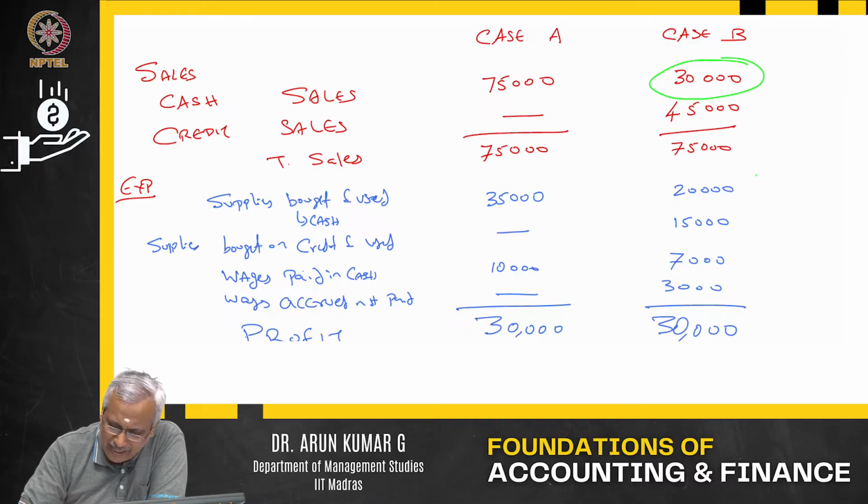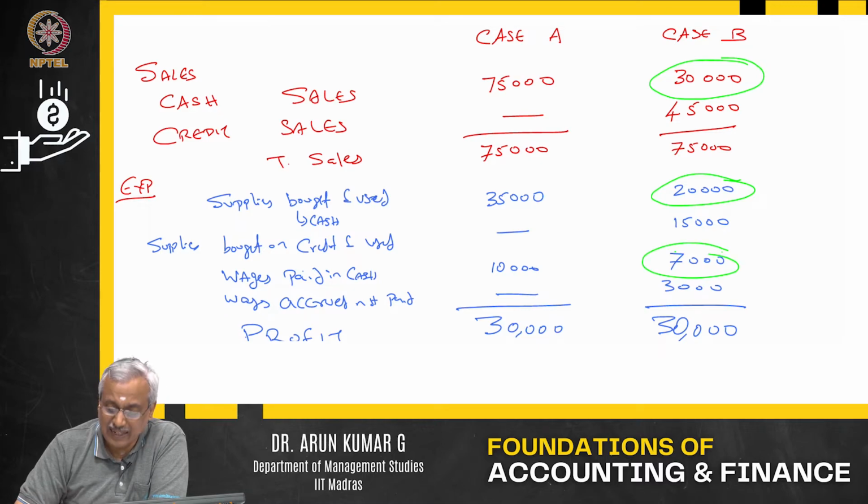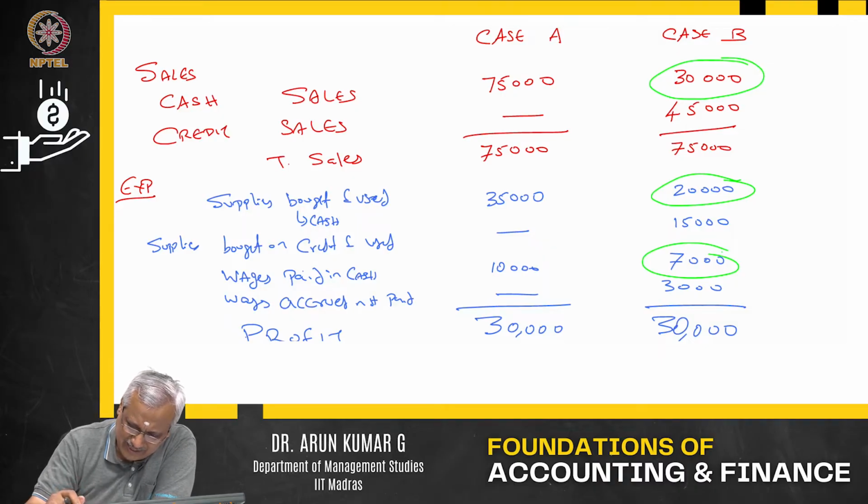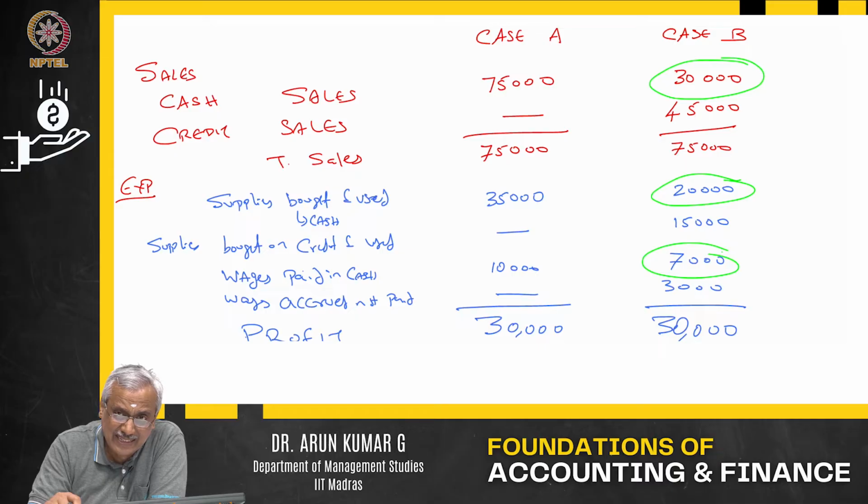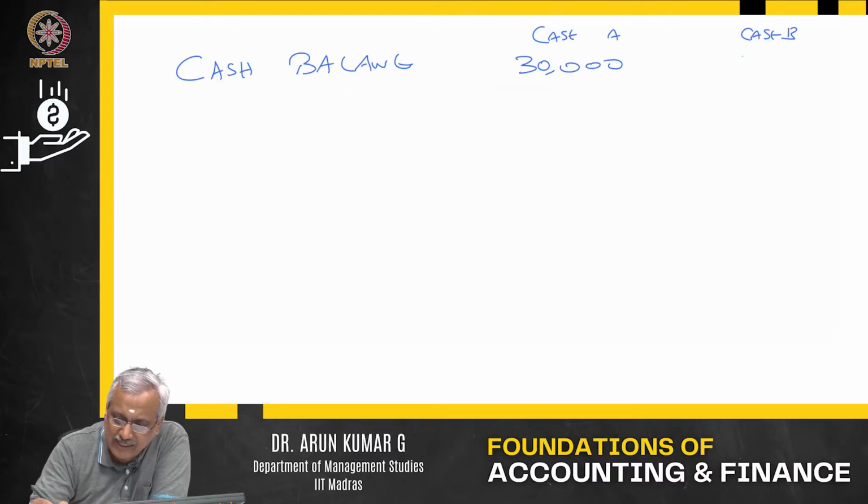What is the cash paid? Only this is the cash paid. And then what is the cash paid? Only this is the cash paid. In reality, what is the cash balance they should have? 30 minus 20 minus 7. The cash received is 30,000, 20,000 is the cash paid for supplies, 7,000 is the cash paid for wages. So ideally the cash balance he will have is only 3,000.